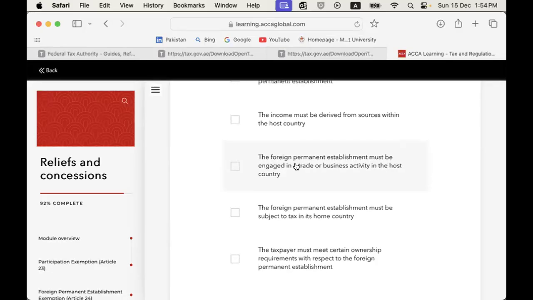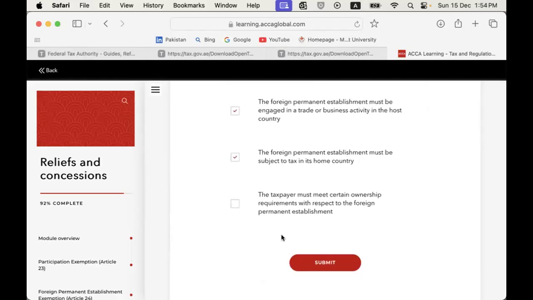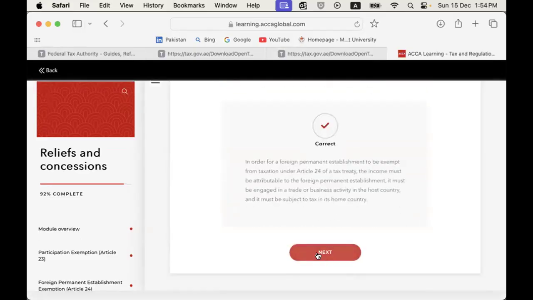No. The foreign permanent establishment must be engaged in a trade or business activity in the host country. Yeah, I think this seems fair. The foreign permanent establishment must be subject to tax in its home country. Yeah, I think yes, it was there. Taxpayer must meet certain ownership requirements with respect to foreign permanent establishment. I'm not sure if this was there. So this was not there. Let's submit this.